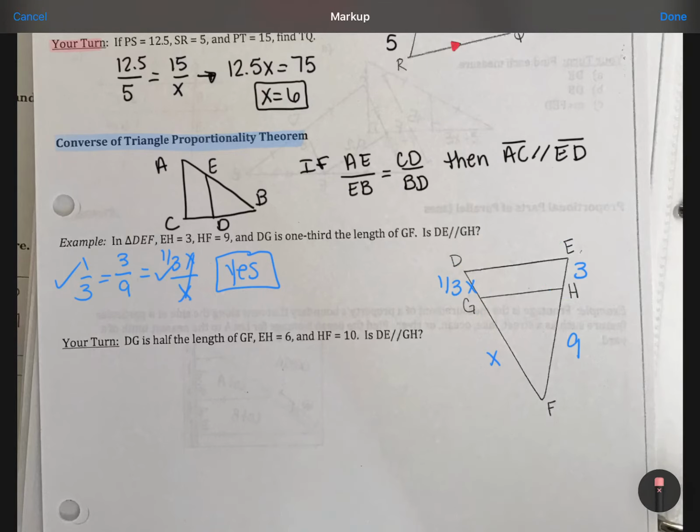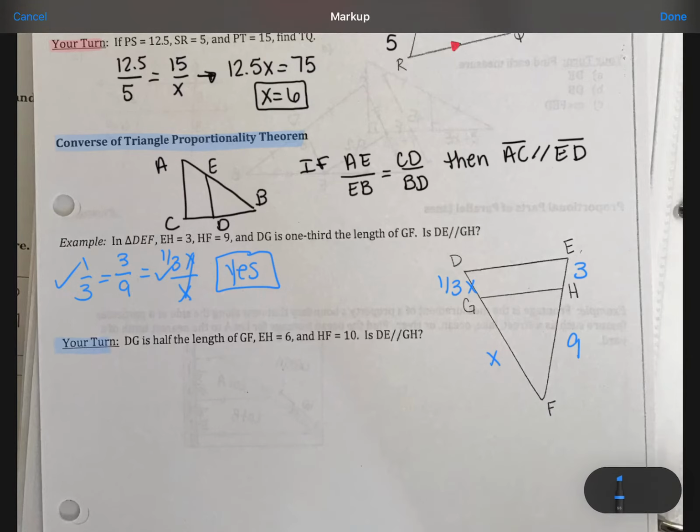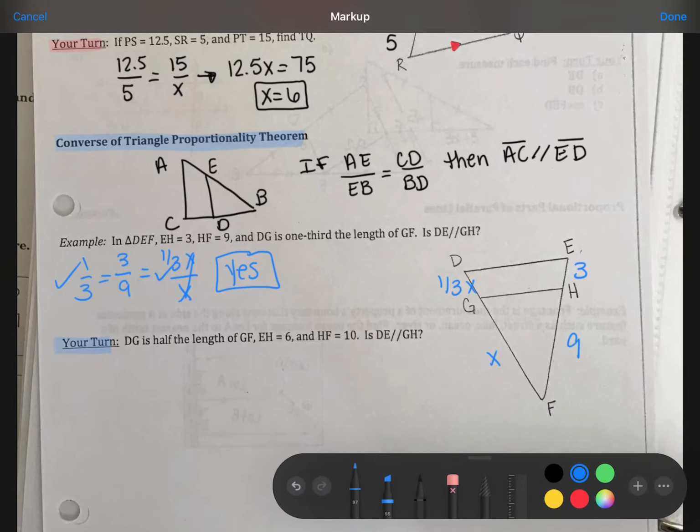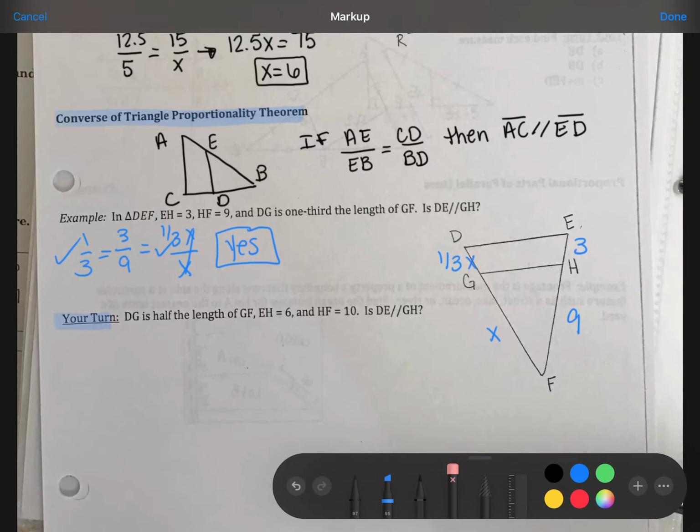Because 3 is 1/3 of 9. All right, so your turn. You can pause this video, and you can give that a go, and you can check your work. So here we go. I'm going to erase the previous information here.